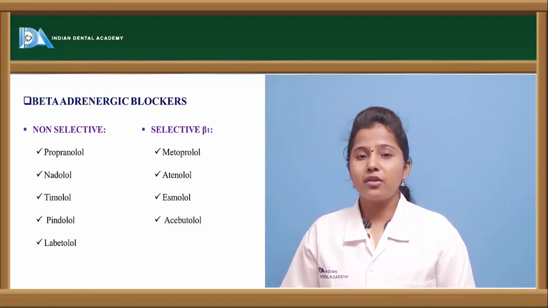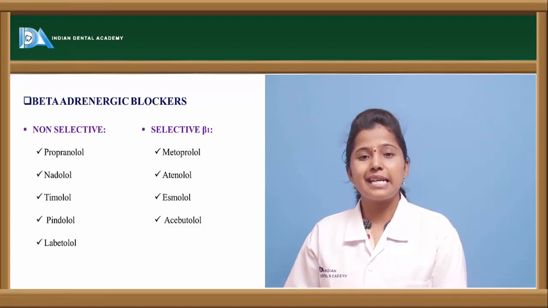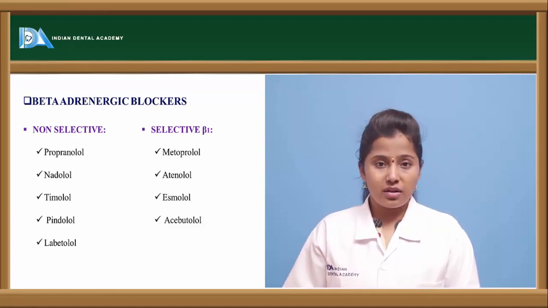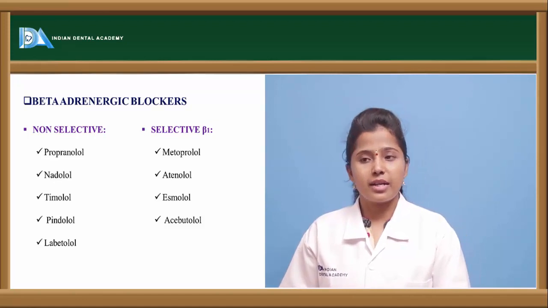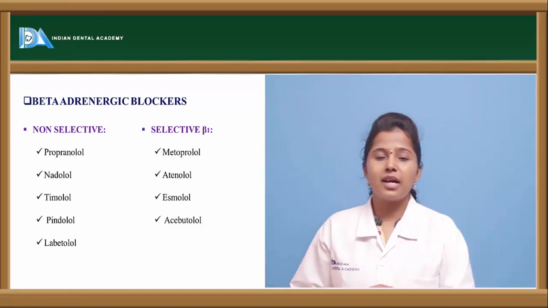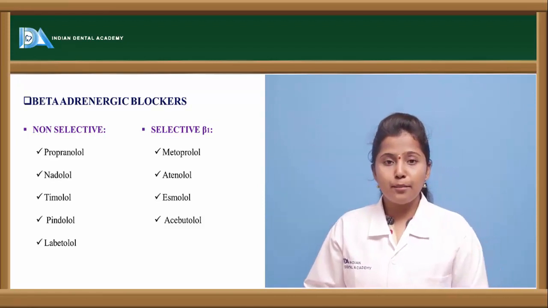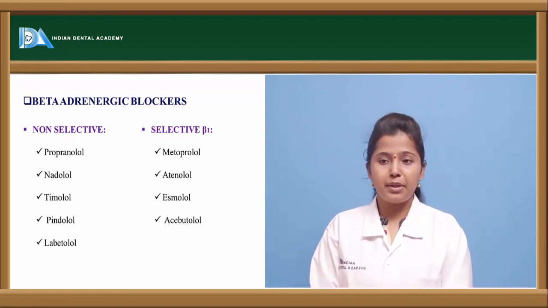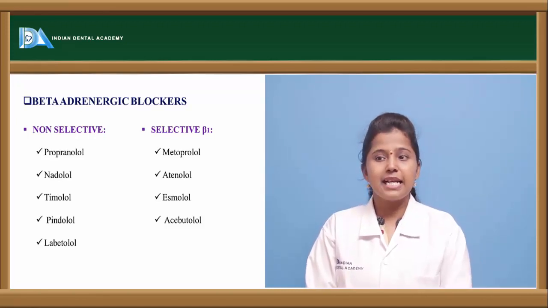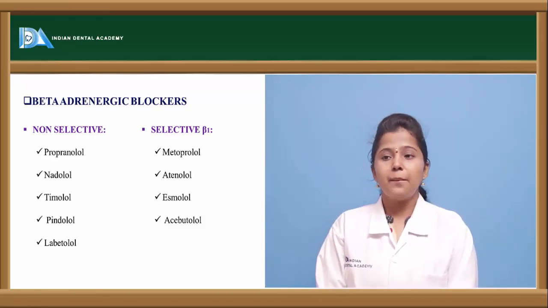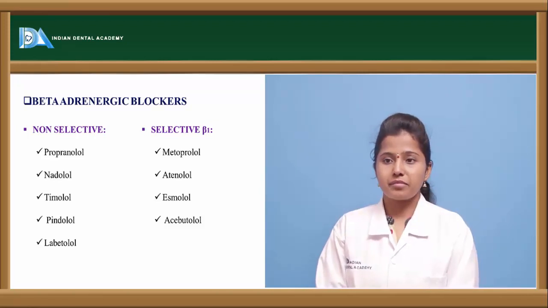Non-selective beta adrenergic blockers can bind to any of these three receptors, whereas selective beta 1 adrenergic blockers will bind only to the beta 1 receptors. The non-selective beta adrenergic blockers include propranolol, nadolol, timolol, pindolol, and labetalol. Selective beta 1 blockers include metoprolol, atenolol, esmolol, and acebutolol.